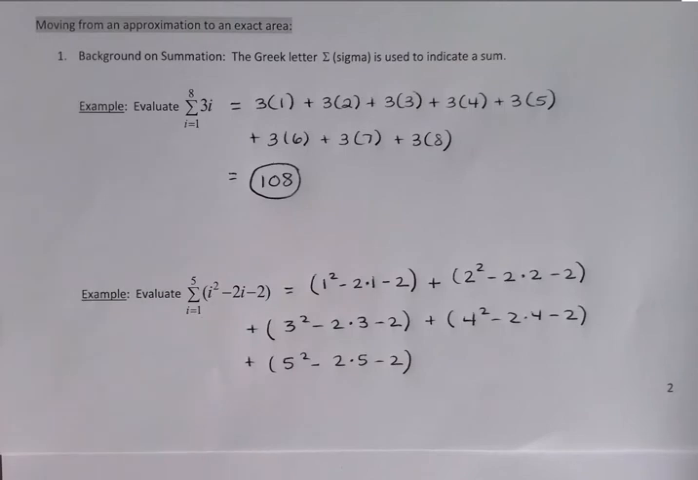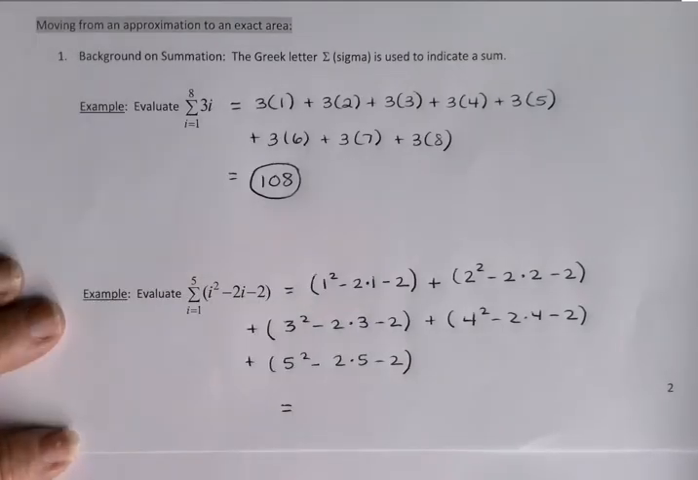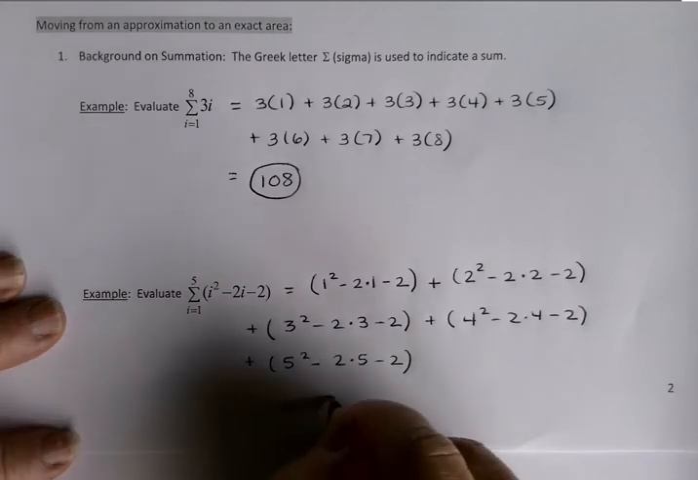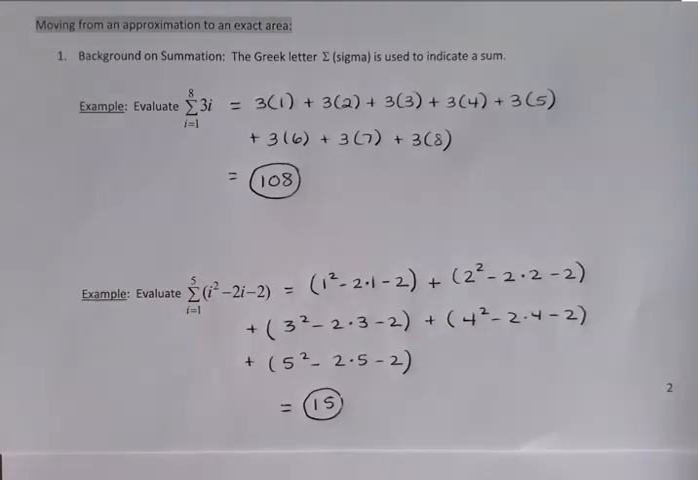And once again, you might want to just grab a calculator to do the actual arithmetic. When I did, I got 15 on this one. Notice several of those first ones are negative, which is why we got such a small value overall. So that's what a summation means.